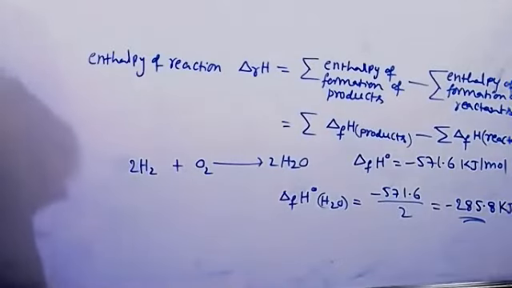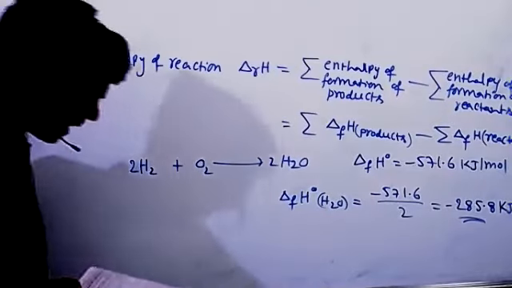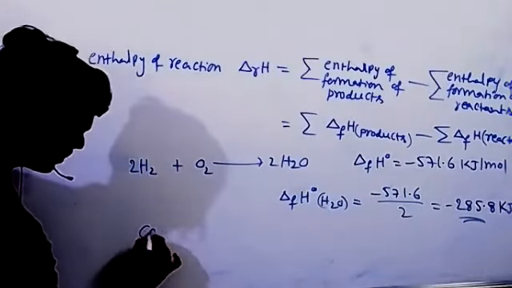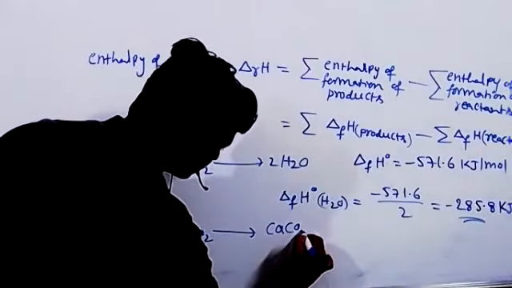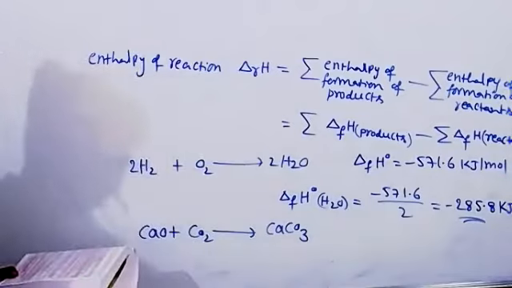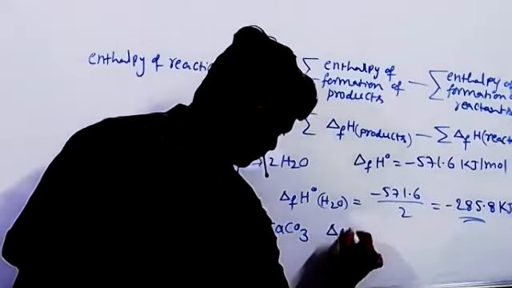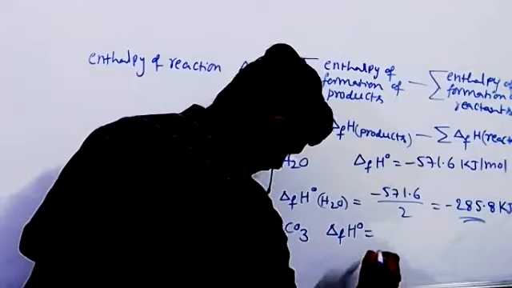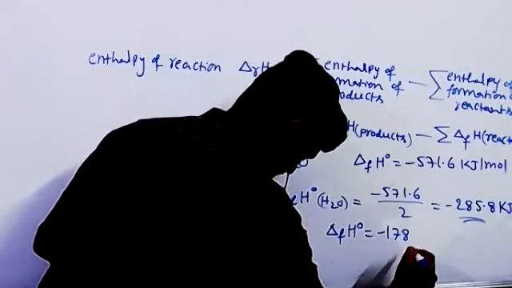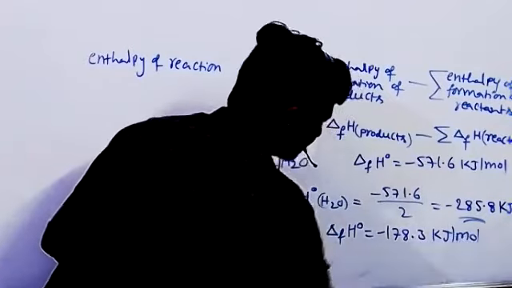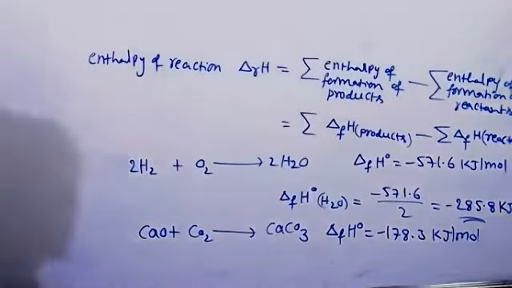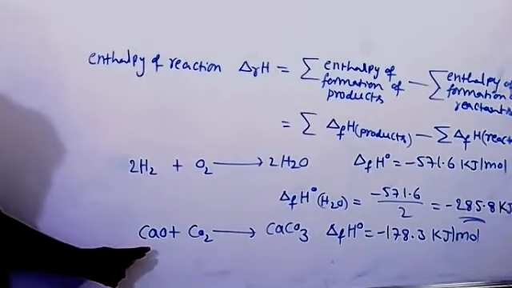And then see the next reaction, formation of calcium carbonate. CaO plus CO2 gives CaCO3, calcium carbonate. The enthalpy of formation is minus 178.3 kilojoule per mole. So even this is also not the enthalpy of formation of calcium carbonate. This is an incorrect reaction.